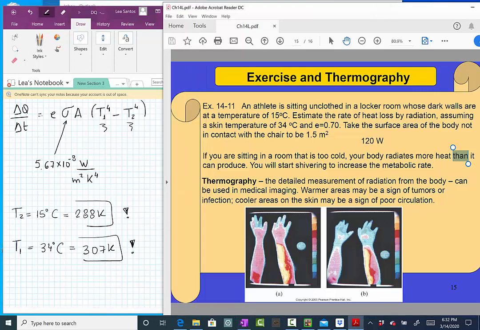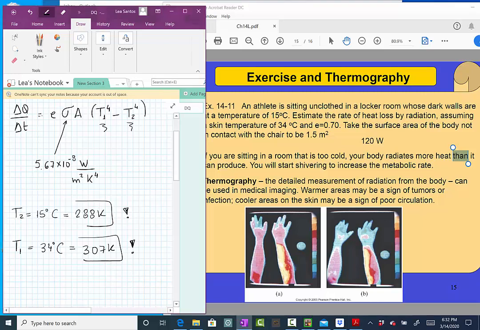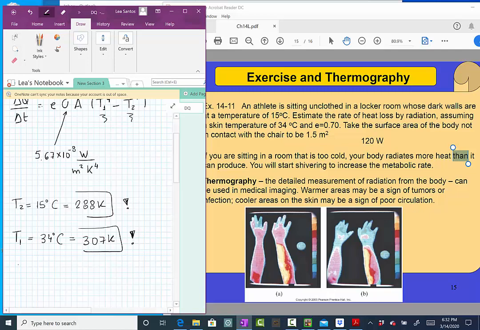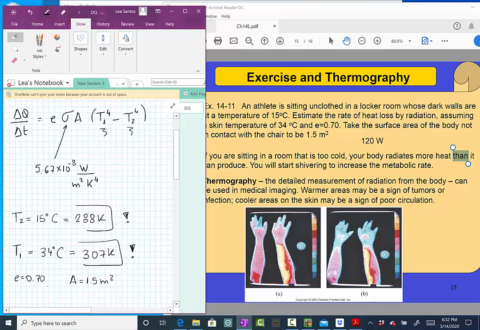What else does the problem give us? The emissivity of her body. The emissivity of her body is approximately 0.7. We need that. They also give us the area of her body. The area of her body is approximately 1.5 meters squared. The area that is not protected, the area that is open in the air. With this, we can compute this delta Q over delta T, the rate of the heat that she's losing by radiation. So we have to put all these numbers into this equation.